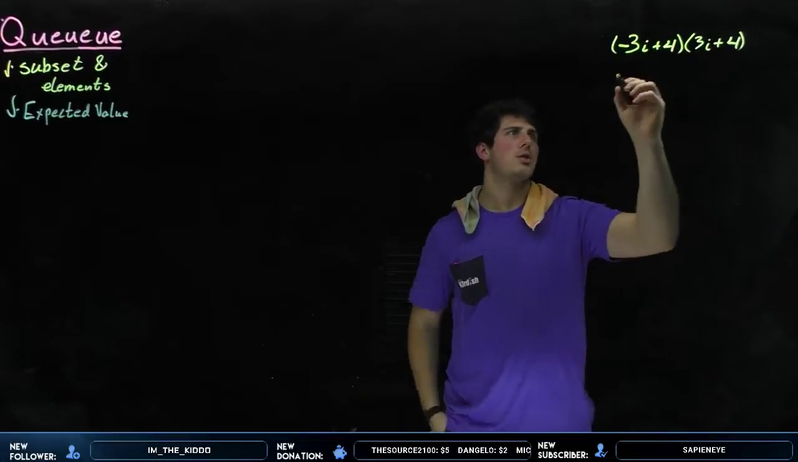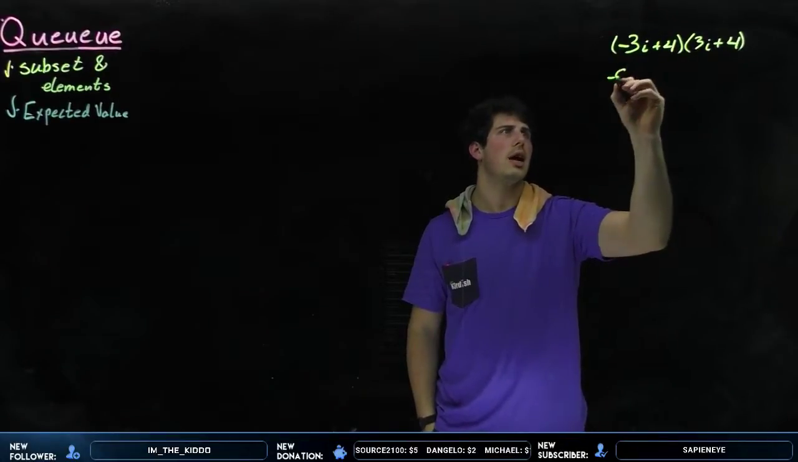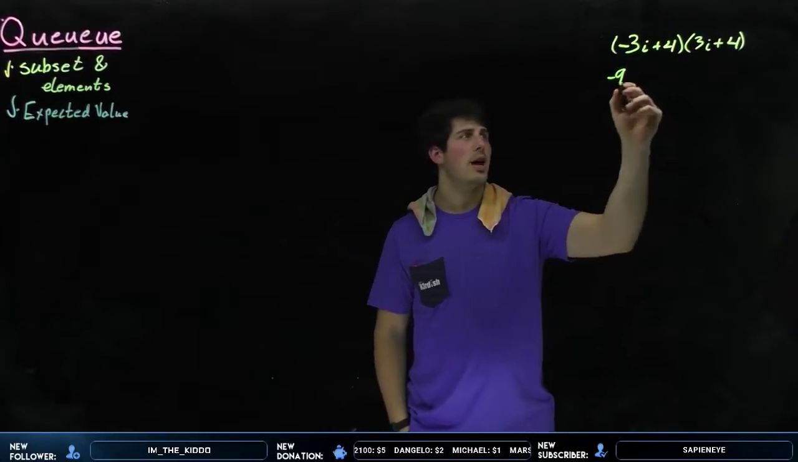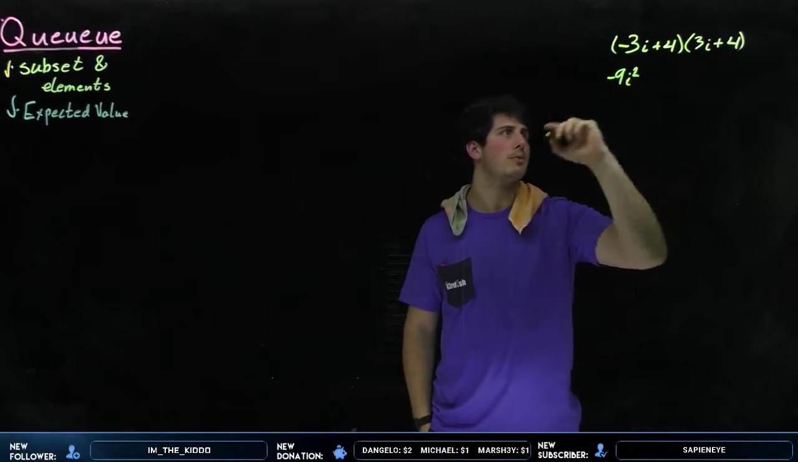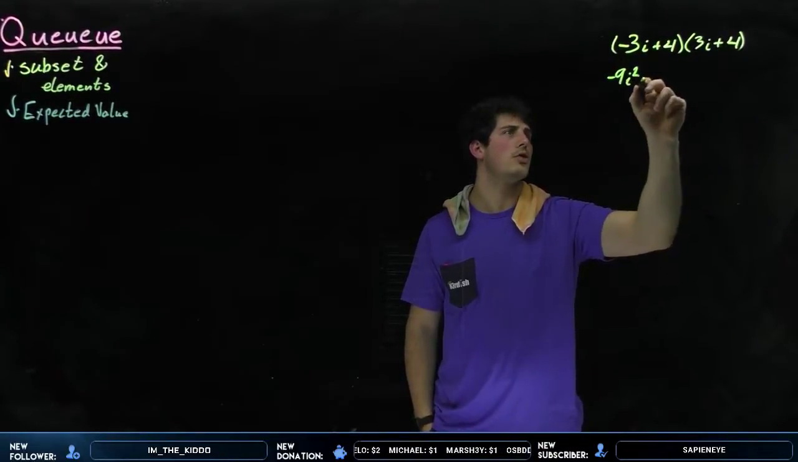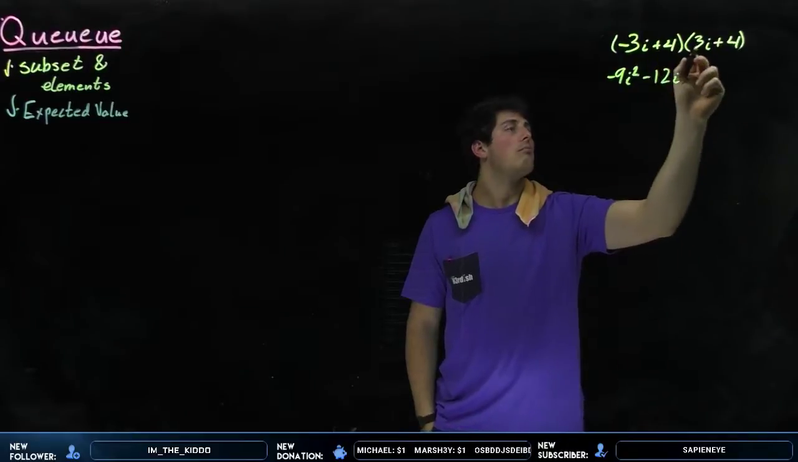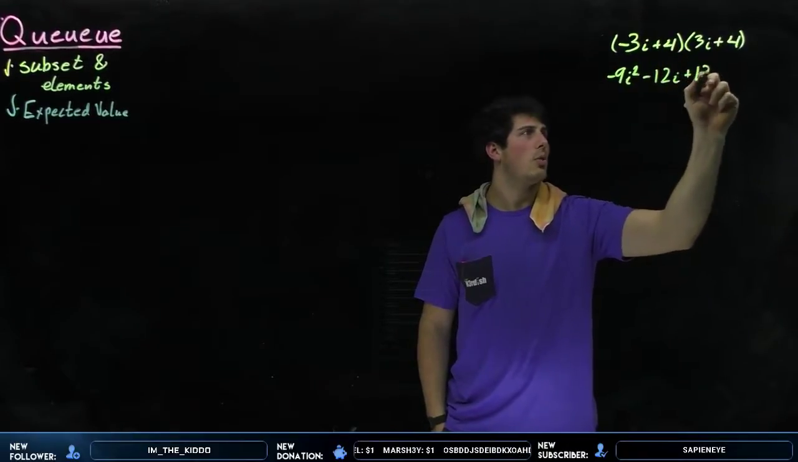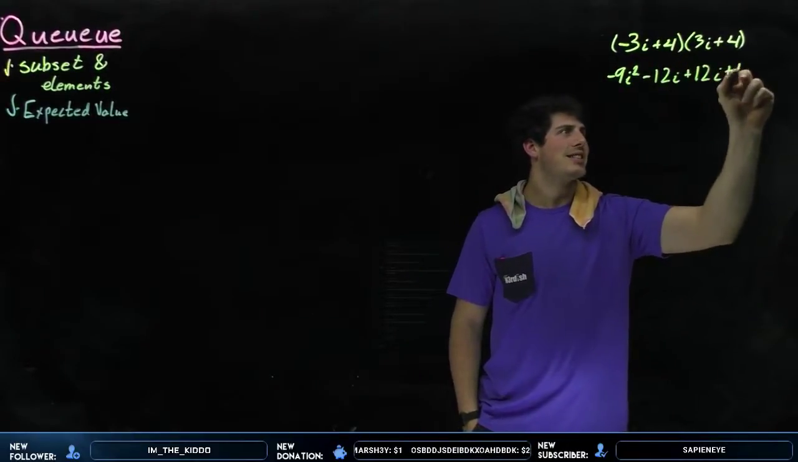I'm going to get 3 times 3 is 9, but it's negative 3, so negative 9. I also have to multiply the i, so it's i squared. Negative 3 times 4, so minus 12i. That's convenient. I also am going to have a plus 12i, and then I'm adding 16.